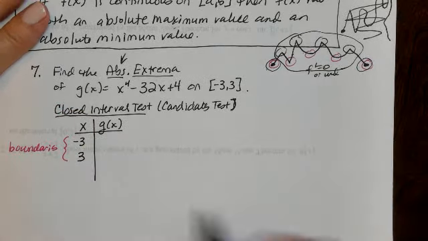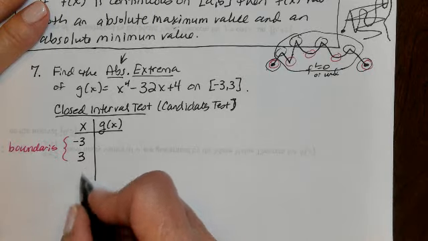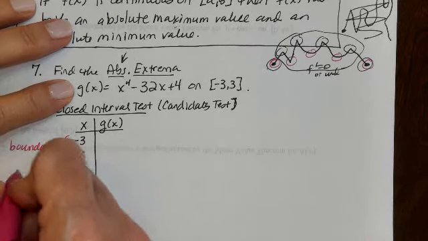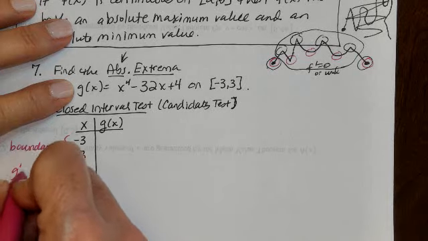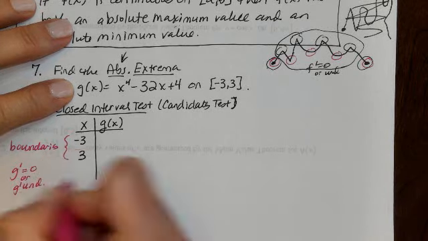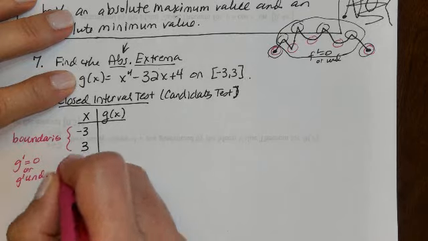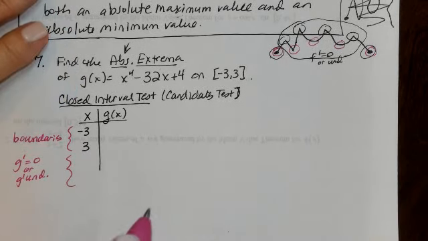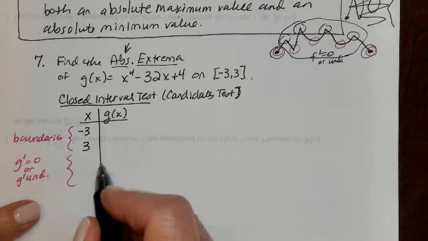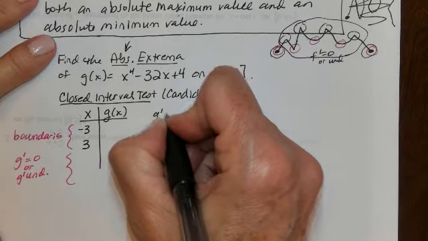Okay. And then also under x, you're going to put anything that makes your derivative, in this case g prime, 0 or undefined. Okay? And those are going to go on here as well. So these, we're going to go find these first. So g prime, we're going to find g prime.